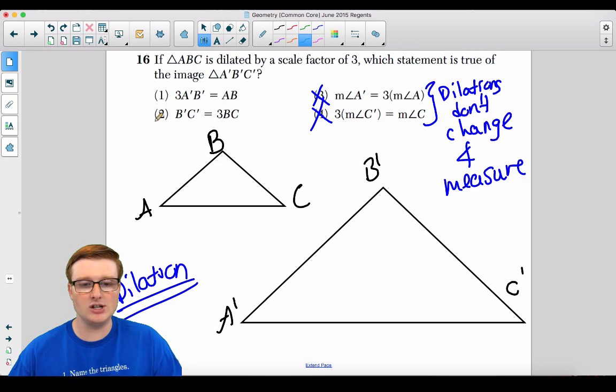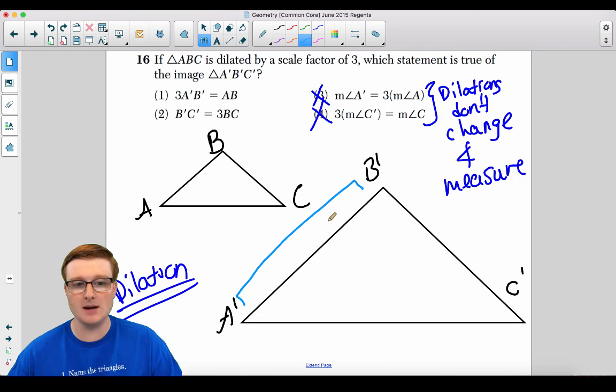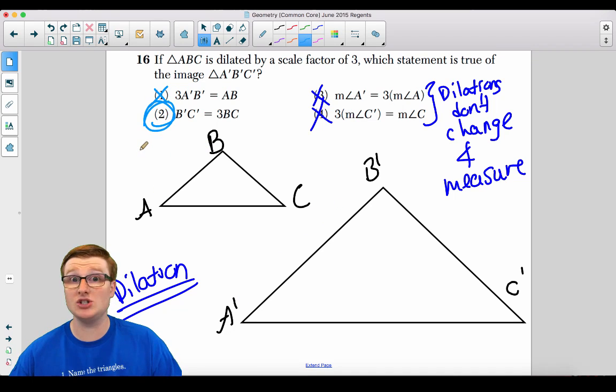Now, let's take a look at 1 and 2. Now the language is hard. What this is saying is that if you take line segment A prime B prime, the distance of A prime B prime, and you triple it, does that equal AB? Absolutely not. If you take a bigger segment and make it larger, that's not going to equal this little guy over here. Can't work like that. So 1 is wrong. The answer is choice 2.